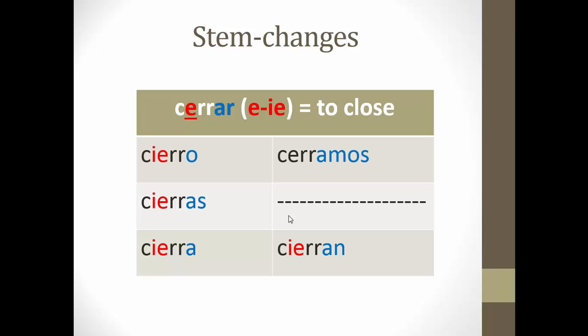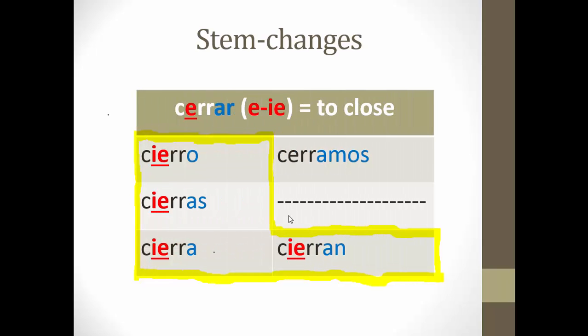Okay? Now remember, the only one that we're not going to change is nosotros. So we're putting the whole stem in, CERR. We did not stem change. We drop the AR and add amos, cerramos, we close. The last one, if we want to say they close or you guys close, we need to stem change. So we put the C in, change the E to IE, put the rest of the stem back, RR, drop the AR, and add AN for cierran.